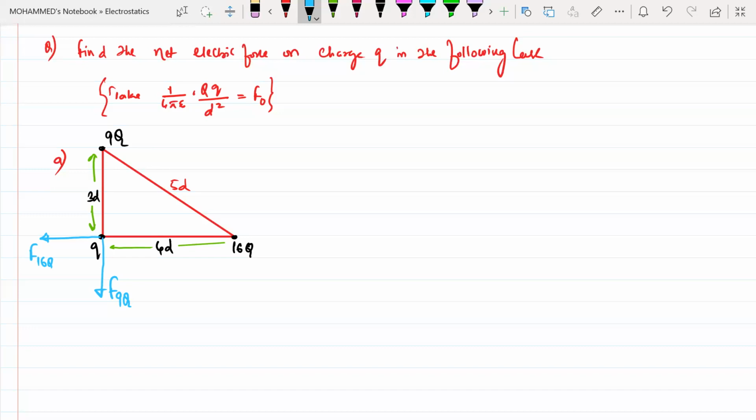Now let us try to calculate the first force. Force between capital 16q and your small q, I am taking this as F1, and this I am taking as F2. Any problem? No, sir. Now let us calculate the value of F1. So tell me what is F1? F1 is equal to 1 by 4 pi epsilon naught into Q1 is small q, another one is 16 times capital Q, divided by 4d whole square.